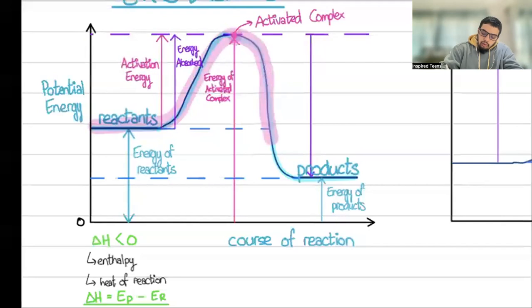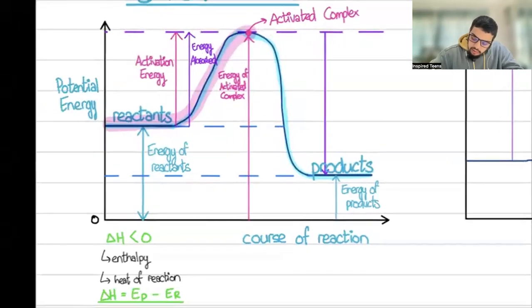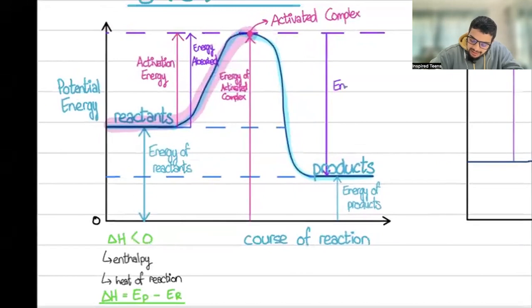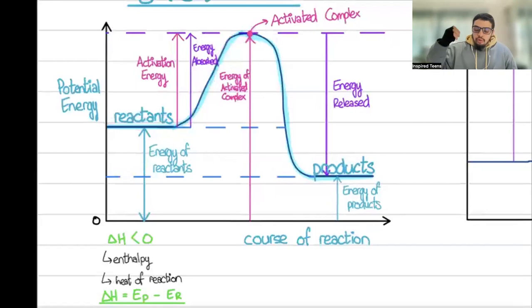Then we drop all the way down to products in this case. So we go from the top all the way to the bottom. And that, from the top all the way to the bottom, is known as the energy released. So remember, we have in a chemical reaction, energy absorbed and energy released. Because to break bonds, you need to absorb energy, and to form bonds, you need to release energy.